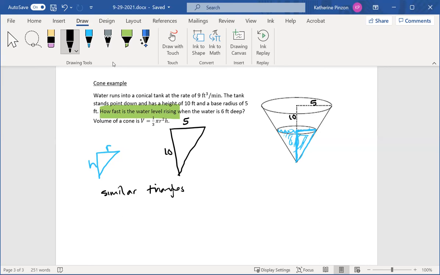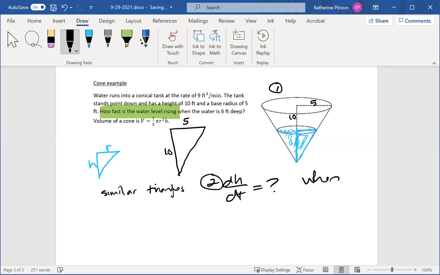Okay, step number 1, draw a picture. Step number 2, what's step number 2? Write down what you know and what you're trying to find. Okay, I highlighted in green what we're trying to find. How fast is the water level rising? So what am I trying to find? How fast is the water level rising? dh/dt, the height of the water over time. So I'm trying to find dh/dt.